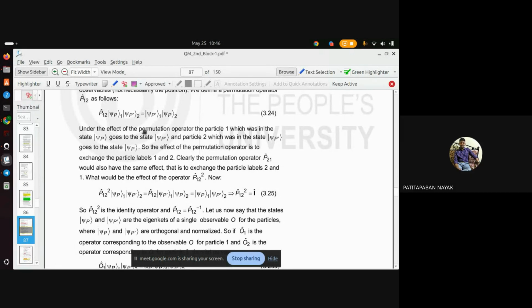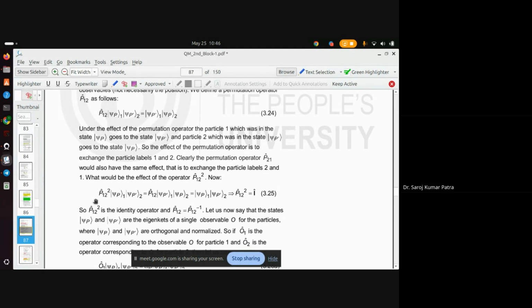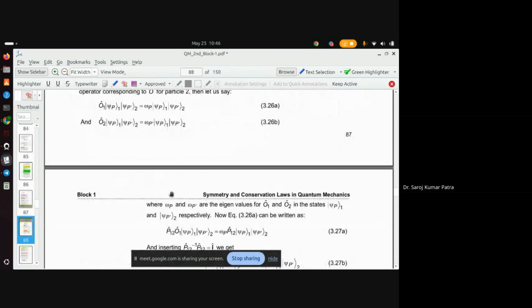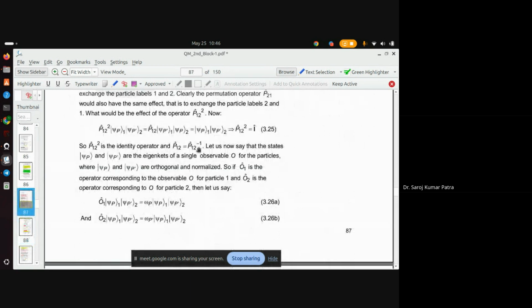Yes, sir. So then P12 squared will be equal to identity. If P12 squared is equal to identity, then obviously P12 will be equal to P12 inverse. Somewhere it must be written P12. Yeah, here P12 must be equal to P12 inverse, right? Now the most interesting part will be what will happen to an observable.